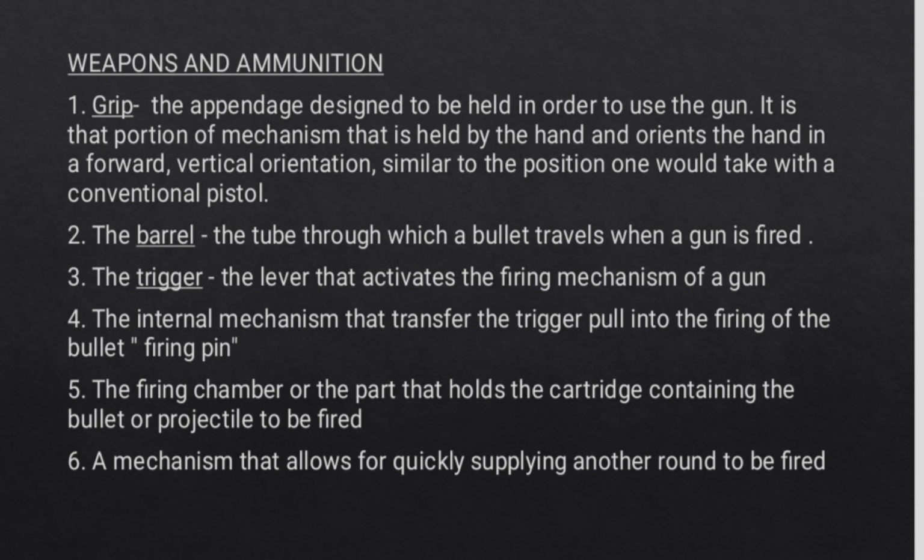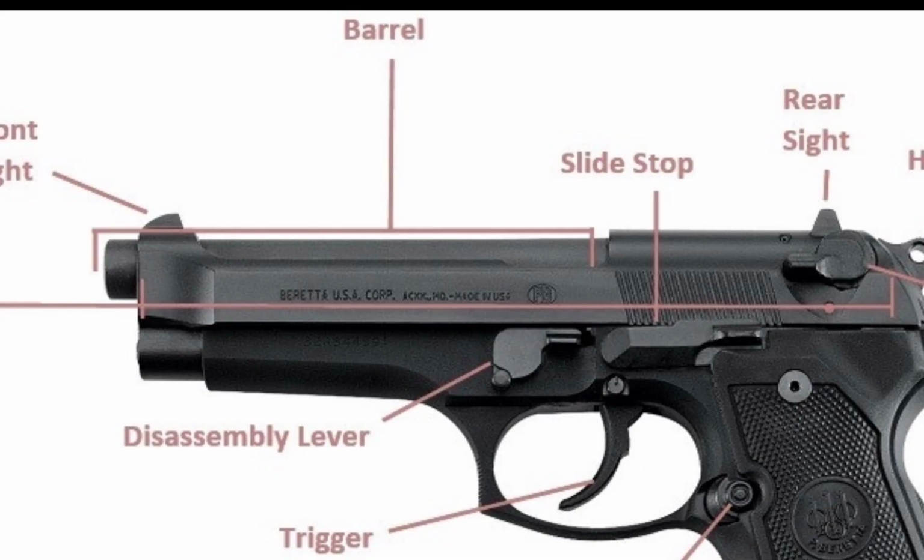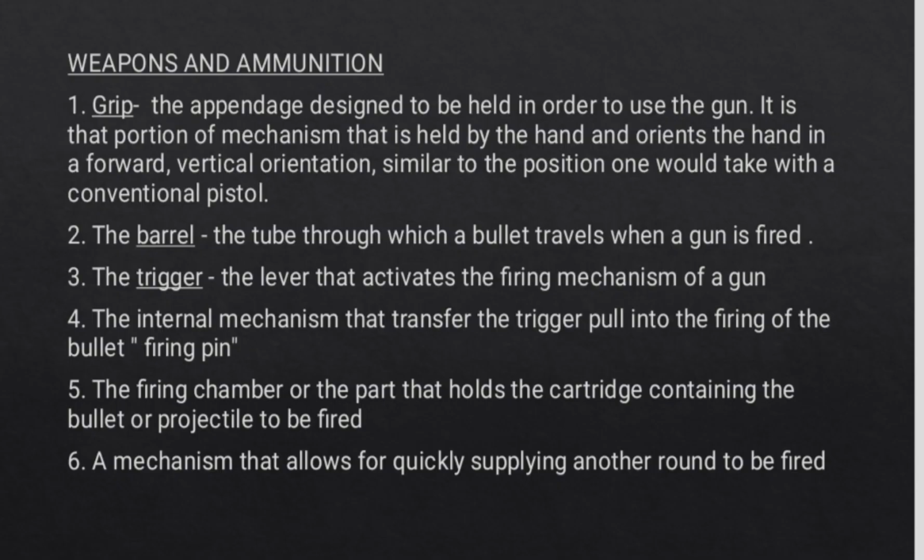Next is the barrel. The tube through which a bullet travels when a gun is fired. As you can see in the picture, this is the barrel. The trigger, the lever that activates the firing mechanism of the gun.